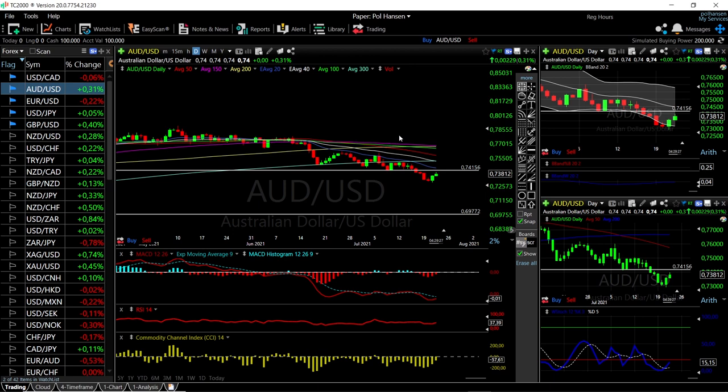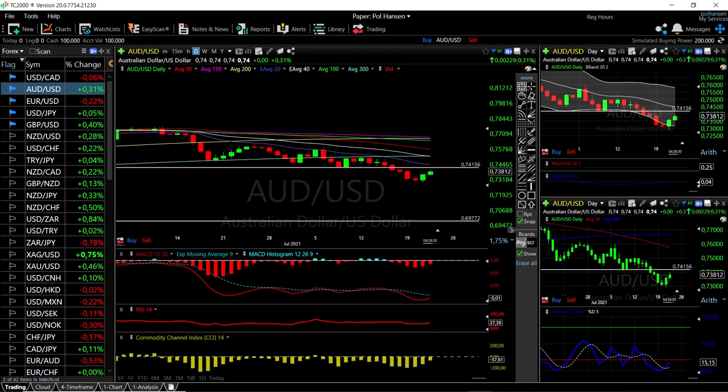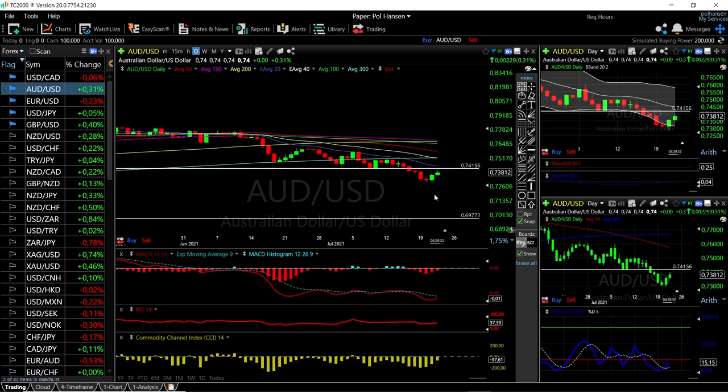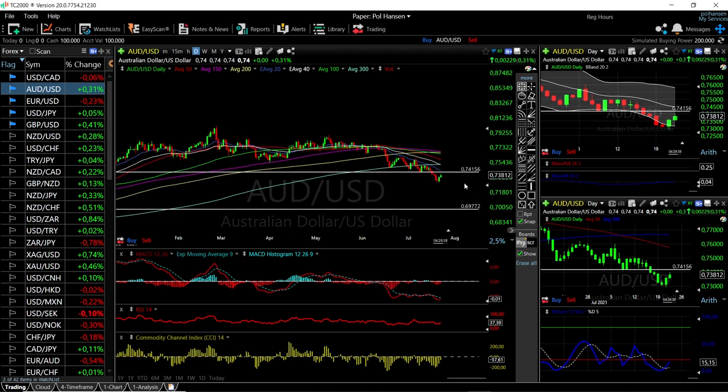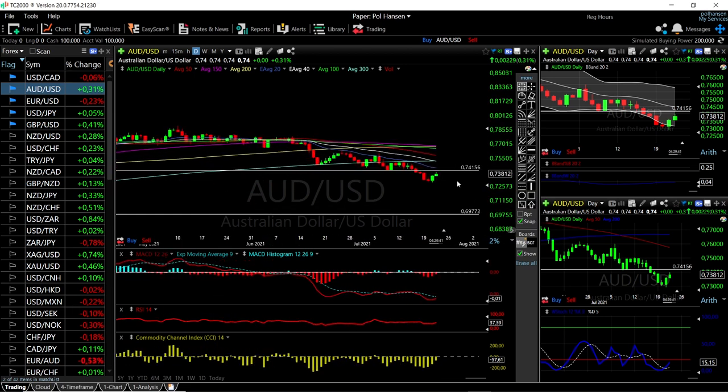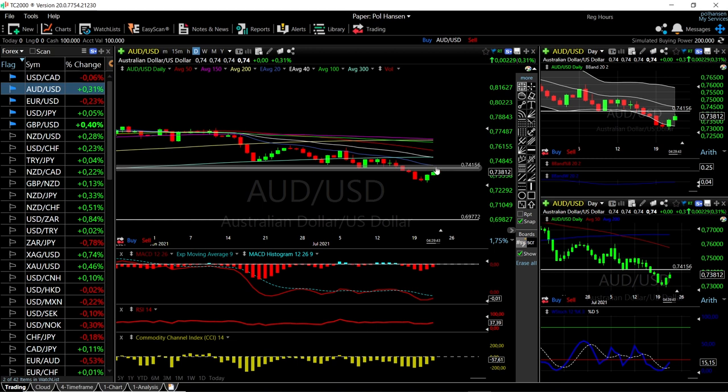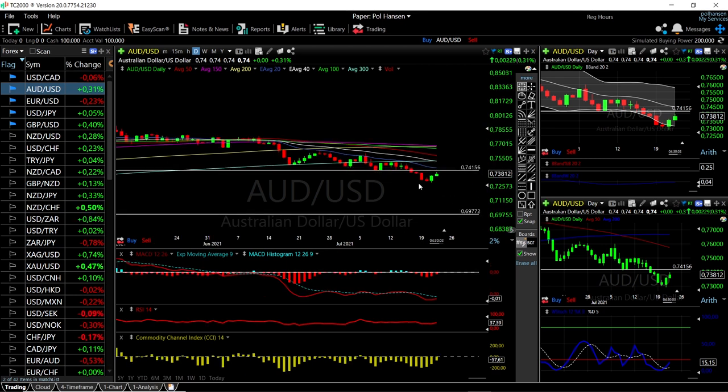So Aussie dollar, US dollar, we can see that we have rallied from this point here at 0.72, and we're approaching 0.74, which should be a fair amount of resistance. We have the 20 exponential just above as well, so we may well rally up towards this point and then continue breaking down, as we have done for basically the last month. We have been rallying up towards the 20 exponential and then just breaking down. At this point, long-term perspective, probably will be down here at 0.70.